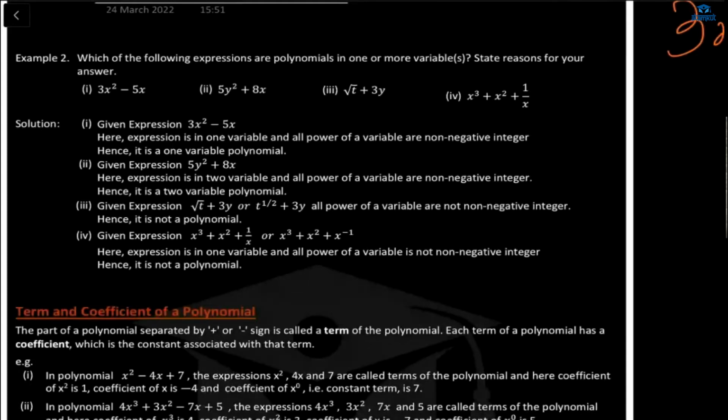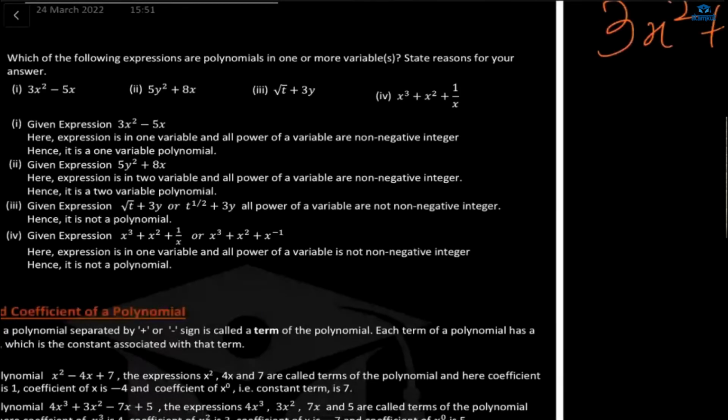And you can see the degree here is 2. Okay, it is non-negative. The second one also is a polynomial. The third one is not a polynomial. Why? Because if you see the power of t, it is 1 by 2. If you remove the root, the power of t will be 1 by 2. So it cannot be a polynomial.